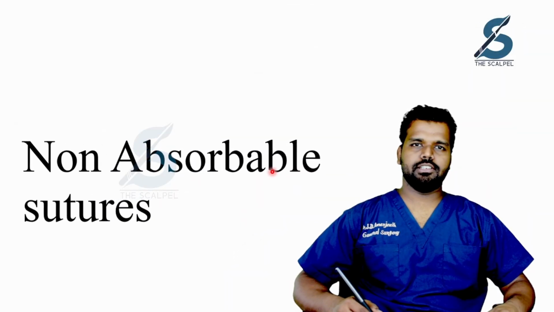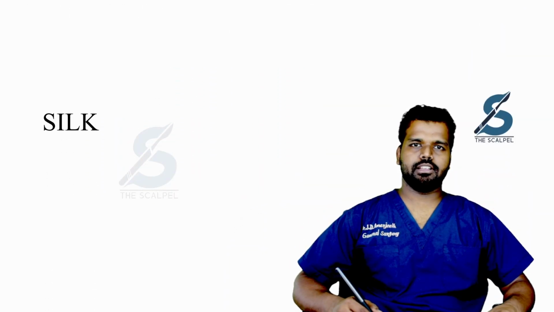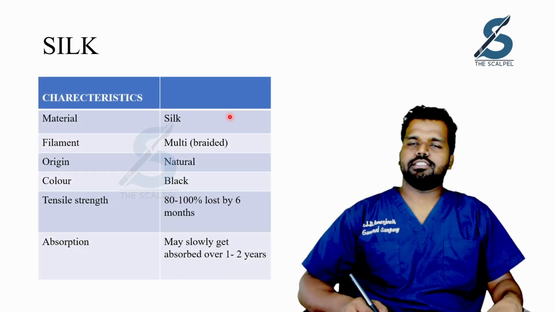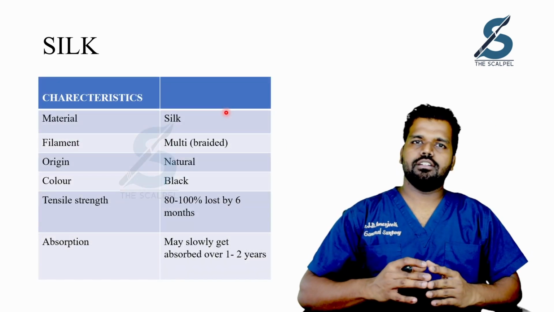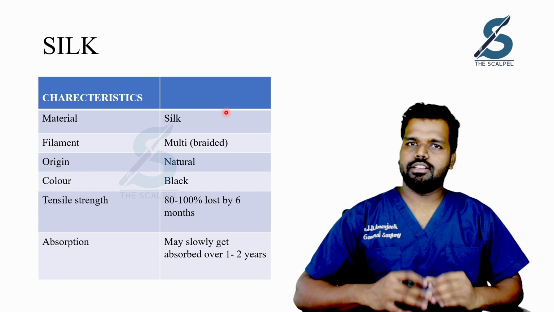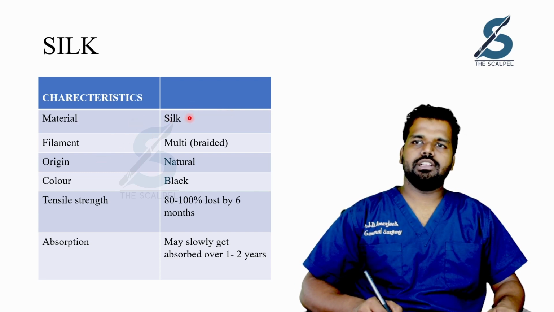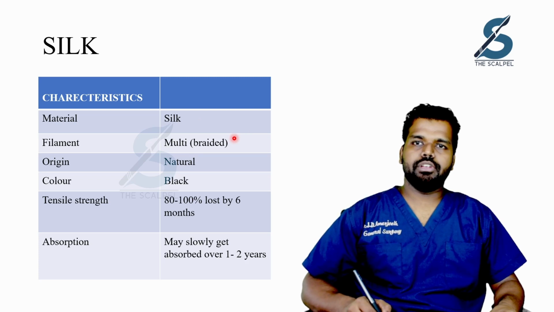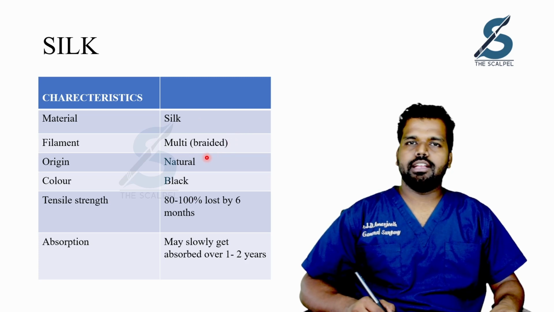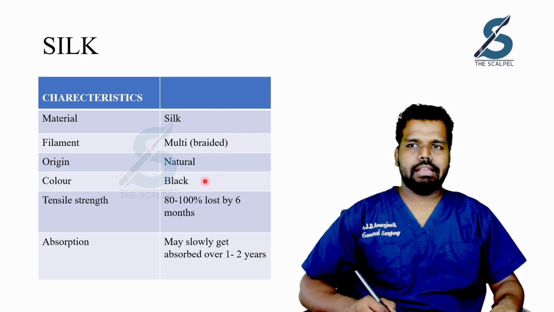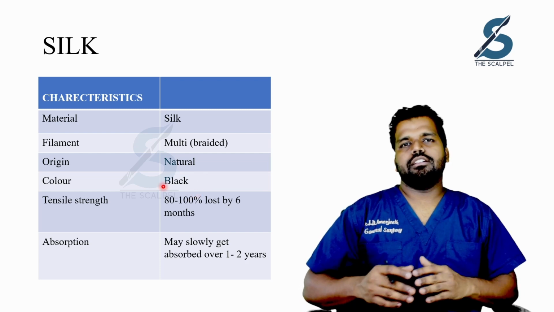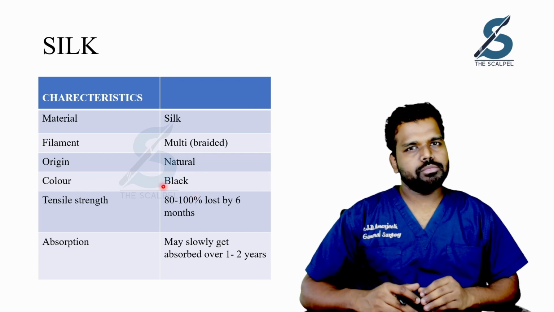So next we'll be discussing non-absorbable suture material, starting with silk. Silk is one of the oldest suture materials which is still in use, and as you know, it's obtained from natural silk from the silkworm. It is a multifilament braided suture material, natural in origin, black in color, and we are discussing non-absorbable suture material.